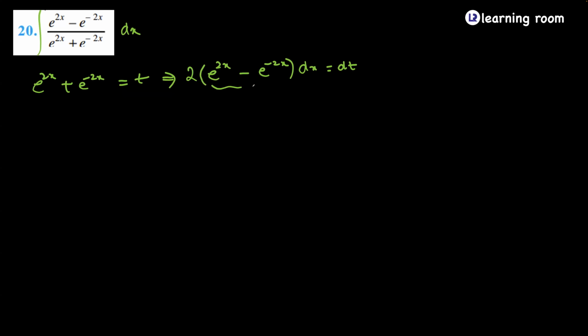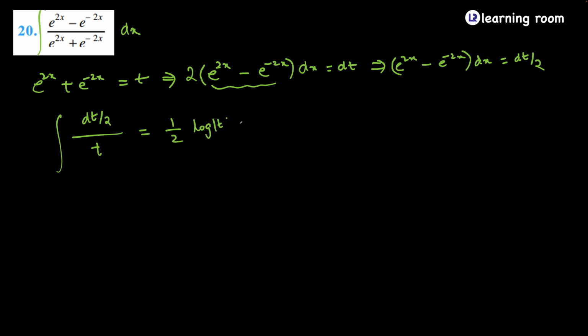So e power 2x minus e power minus 2x times dx is equal to how much? Times dx is equal to dt divided by 2. Integral of e power 2x minus e power minus 2x times dx is dt by 2, the whole divided by this is going to be t. So how much will the answer be? 1 by 2 times log of mod t plus c. So 1 by 2 times log of, what is the value of mod t? It is going to be e power 2x plus e power minus 2x plus c. This will be the answer.